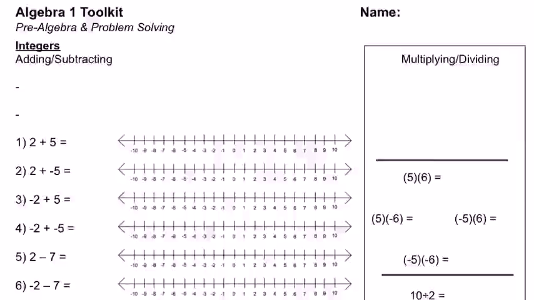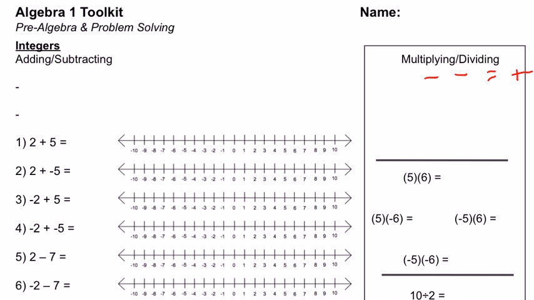Right here we have the pre-algebra toolkit on integers and fractions. So before we get to adding and subtracting integers, we need to know what happens when we encounter two negatives. Anytime you have two negatives in a row, it will equal a positive. A negative times a negative is a positive, or a negative divided by a negative is a positive.